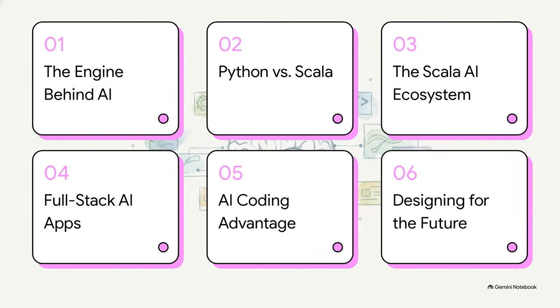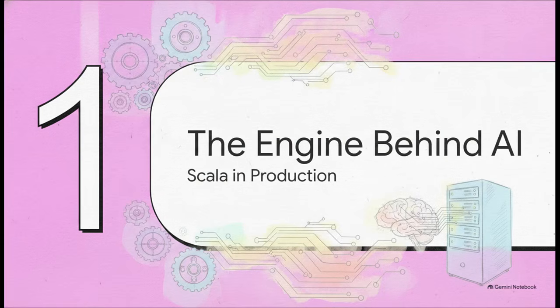Our explainer today maps out this whole hidden infrastructure. We'll quickly run through the engine behind AI, compare Python and Scala, and look at the Scala AI ecosystem. Then, we're going to get into building full-stack AI apps, look at a really fascinating AI coding advantage, and finish up with designing for the future. Starting off with Section 1, the engine behind AI.